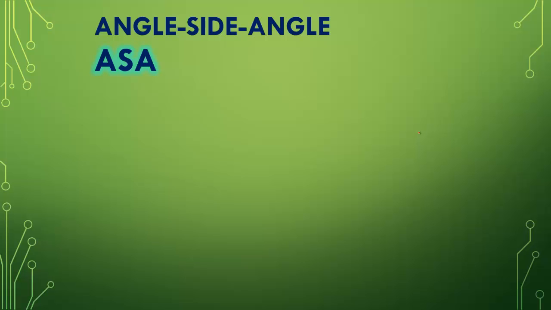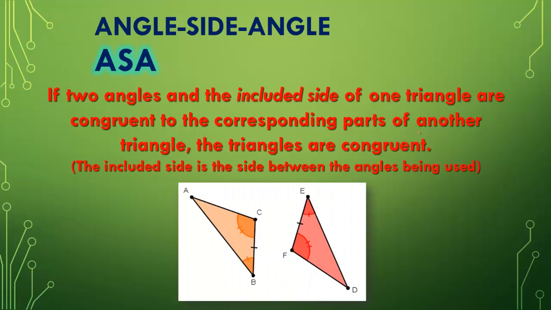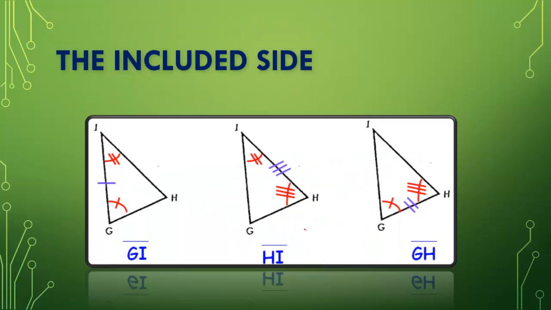Another way is angle side angle. So if 2 angles and the included side of one triangle are congruent to the corresponding parts of another triangle, then again, the triangles are congruent. So again, we've got an angle, and the side that's in between them matches up with the angle and the side that's in between there. So if you have an angle and a side in between both of them, and all those parts are congruent, then you can prove the 2 triangles are congruent by angle side angle. Okay, again, included side in between the 2 angles.